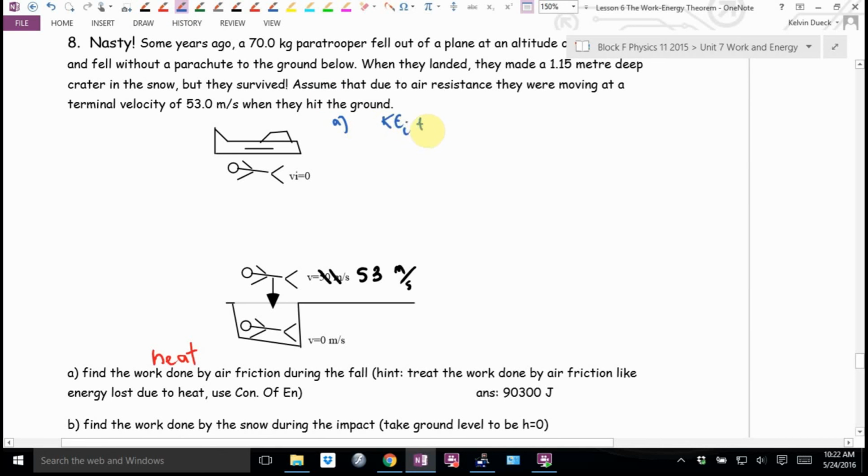KE initial plus PE initial equals KE final plus PE final plus heat. Now, for me right now, final is right there. And I think I'm going to assume you started out vertically at rest. Oh, it does say v initial equals 0. Yay! And I'm going to say the ground is 0. Okay. Do you think you could use that to find heat? Okay, I'll let you try that.